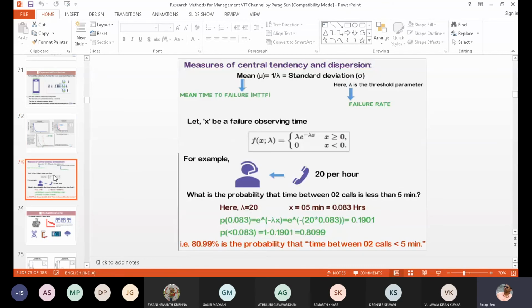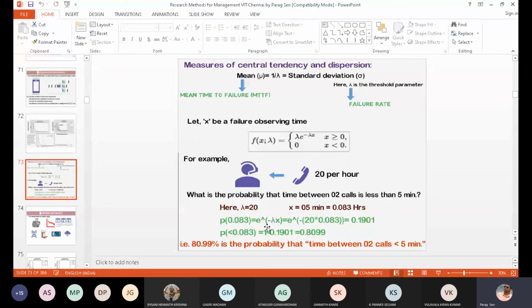Now x is equal to 5 minutes, which is 0.083 hours. This is actually the x. Lambda is known as the failure rate, and the mean value is also known as MTTF, or mean time to failure. And the probability you can calculate as e to the power minus lambda x.